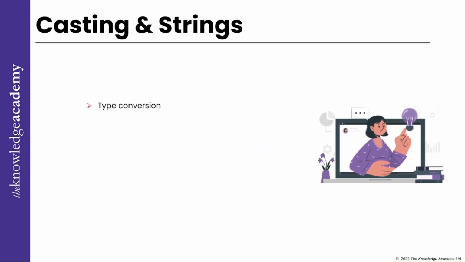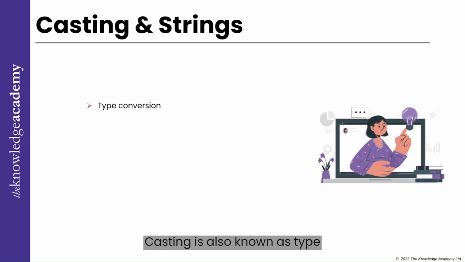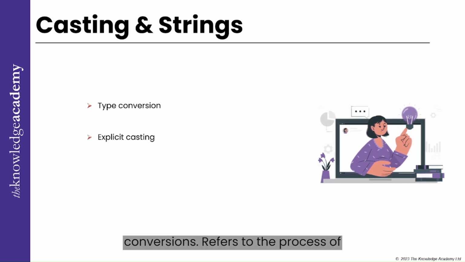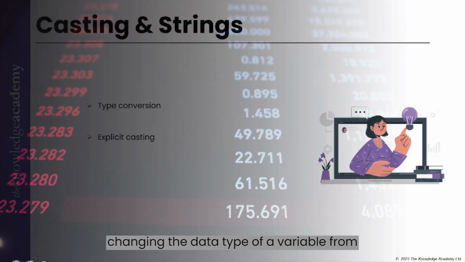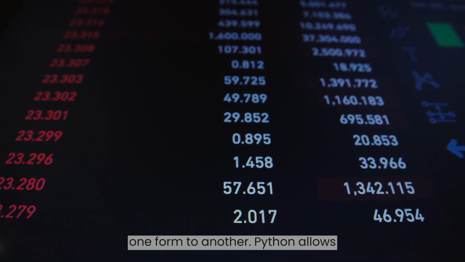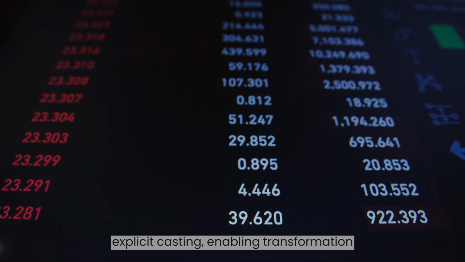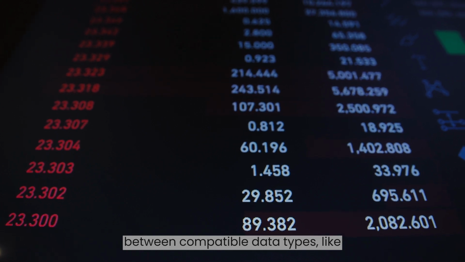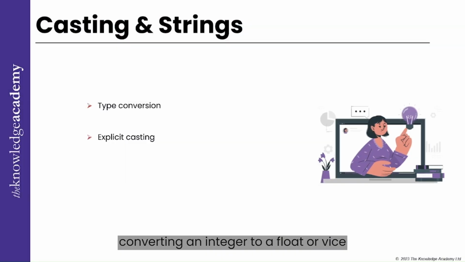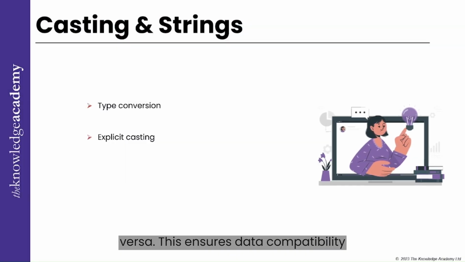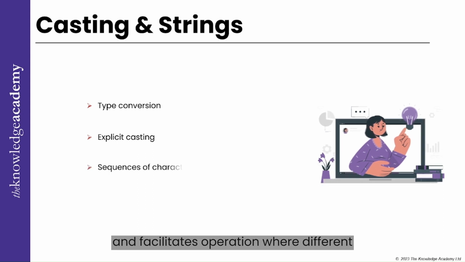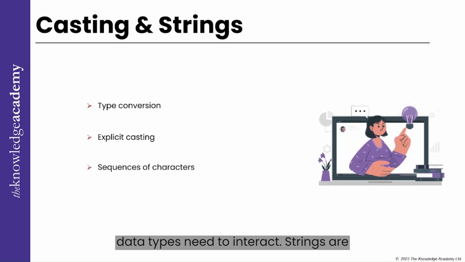Casting and strings. Casting, also known as type conversion, refers to the process of changing the data type of a variable from one form to another. Python allows explicit casting, enabling transformation between compatible data types, like converting an integer to a float or vice versa. This ensures data compatibility and facilitates operations where different data types need to interact.